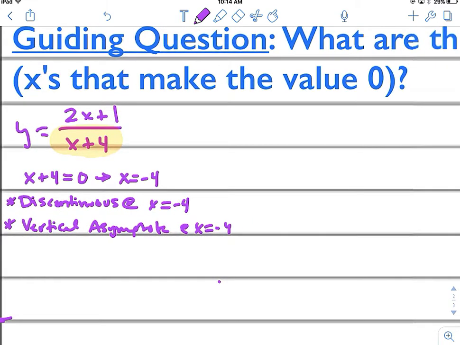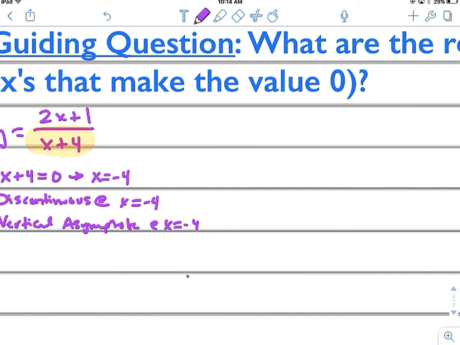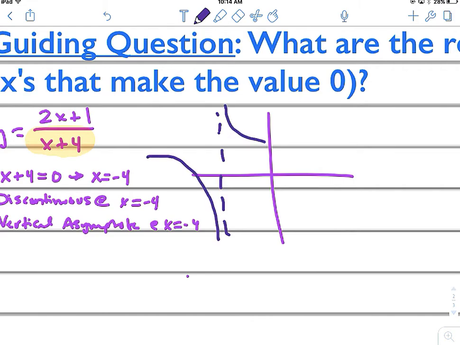And so what we can predict on the graph is that at negative 4, we're going to see this vertical asymptote. The graph would maybe come up to that asymptote and then go away from that asymptote. So it's definitely going to be a limit to infinity kind of discontinuity.